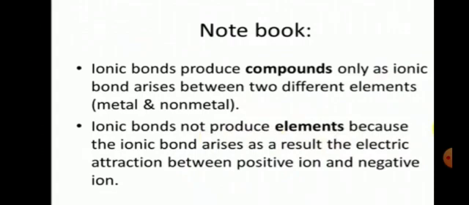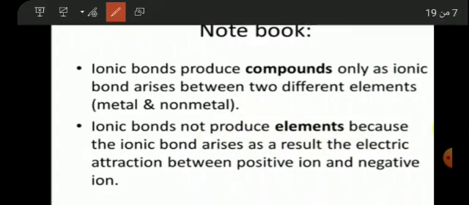And now concentrate with me. Ionic bonds produce compounds such as NaCl, MgO. Okay, so what does the ionic bond produce? It produces compounds only, as ionic bond arises between two different elements, metal and non-metal. So the ionic bond happens between positive ion and negative ion of metal and non-metal. So it forms what? Compound, different atoms, different ions. Okay, because they are metal and non-metal, they are different.